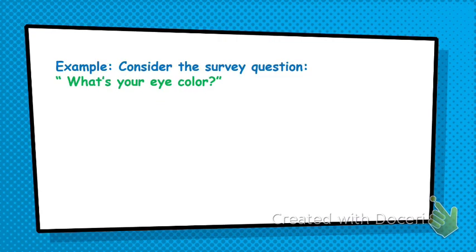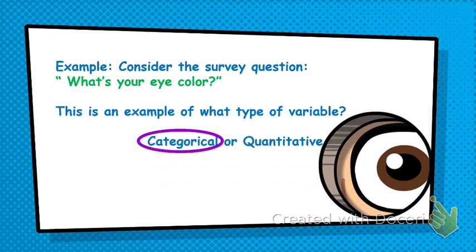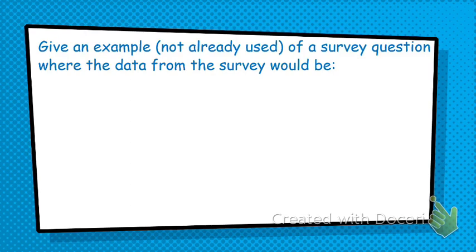So consider the survey question, what is your eye color? This is an example of what type of variable? That would be a categorical variable. It is non-numerical, so some answer choices to that can be like green, brown, blue, hazel, things of that nature.